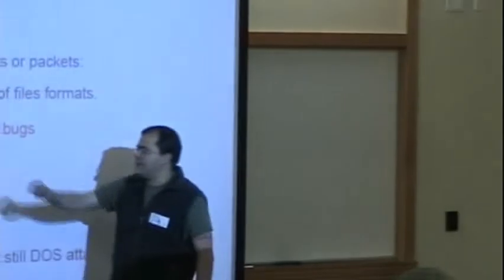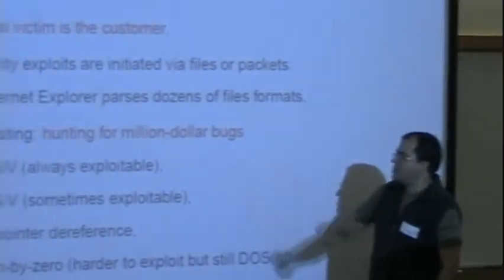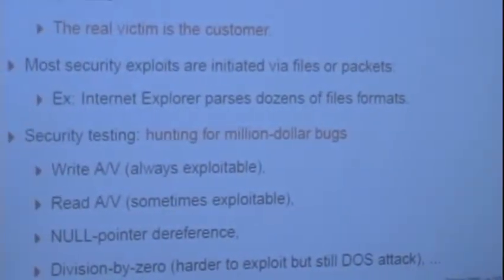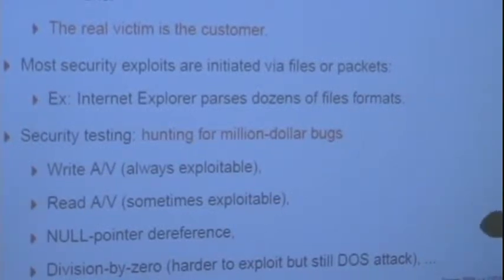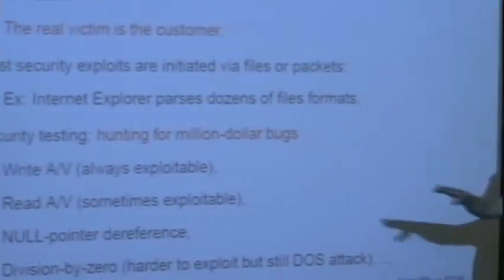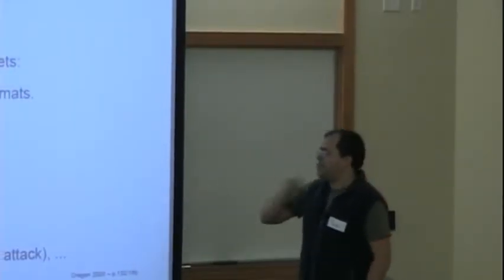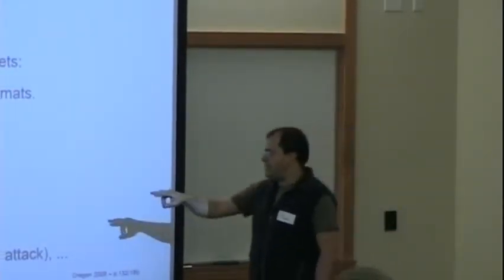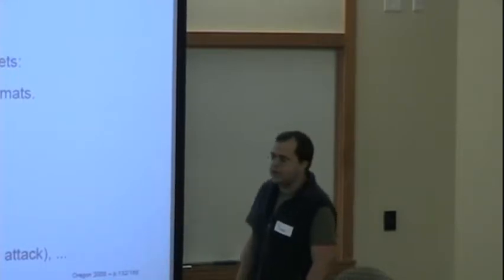If you can get a write access violation, this can always, in principle, be exploited. A read access violation sometimes, right? So you can also have null pointer reference, division by 0. It's not clear you can exploit this kind of bugs, but at least you can do a denial of service attack exploiting this kind of problem.